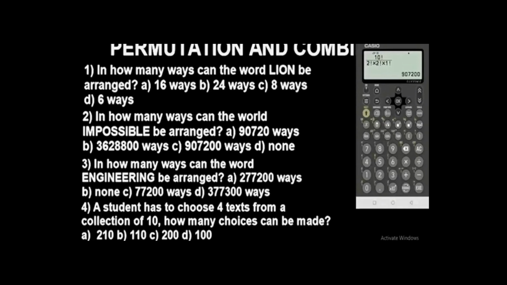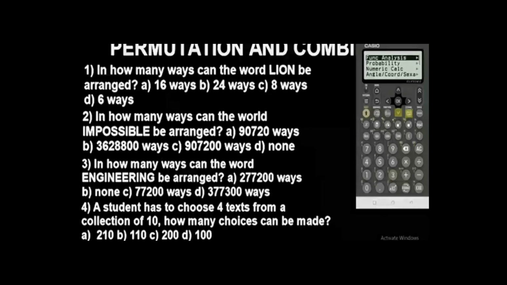So the next question says, in how many ways can the word engineering be arranged? From the word engineering, we have a total of 11 letters that make it up. So it will be 11 factorial over. Now in the word engineering we have duplication of letters. For instance, the letter E is appearing 3 times, so it will be 3 factorial, times the letter N is also appearing 3 times, that's 3 factorial.